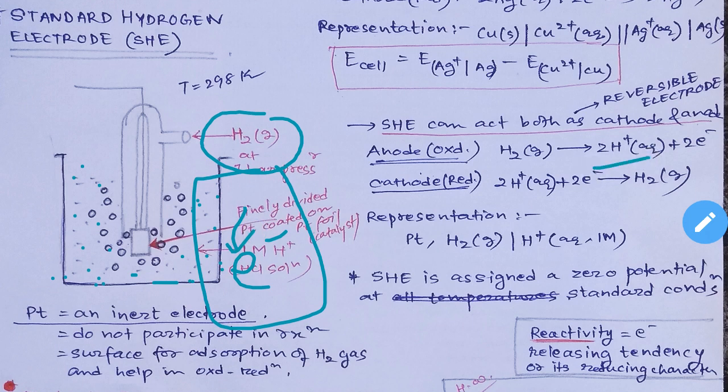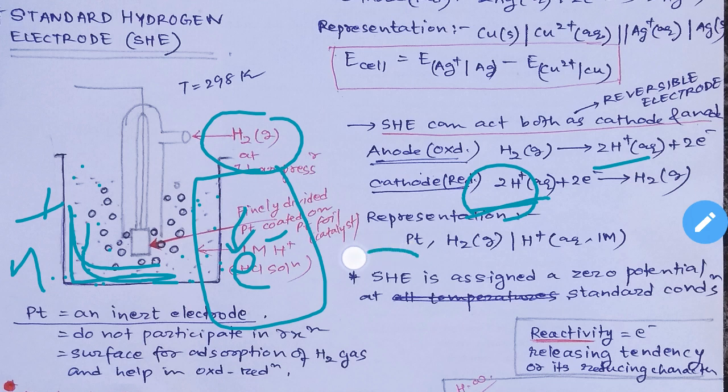So when reduction takes place, the H plus ions from the aqueous solution, because here H plus ions are there, we have taken 1 molar HCl solution, so from there H plus ions are there, right? Those H plus ions from the solution will come to this platinum surface, accept the electrons which are left over by the hydrogen gas, and change to H2 again. So this is the process of reduction.